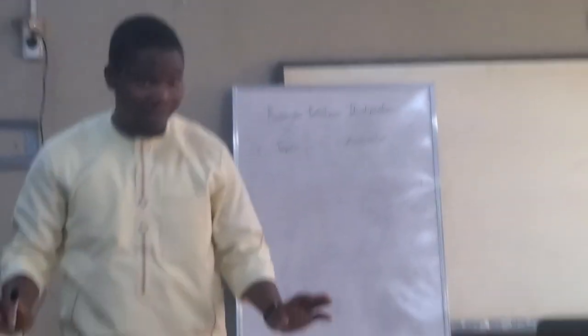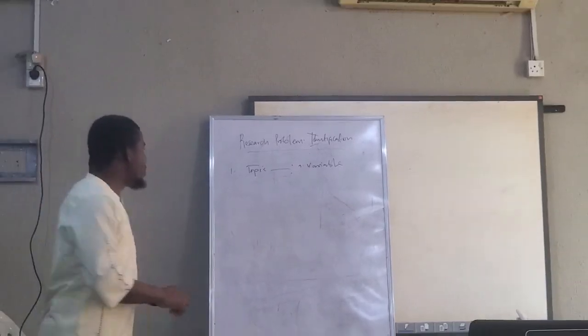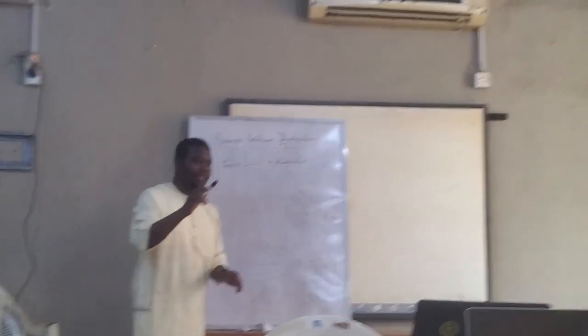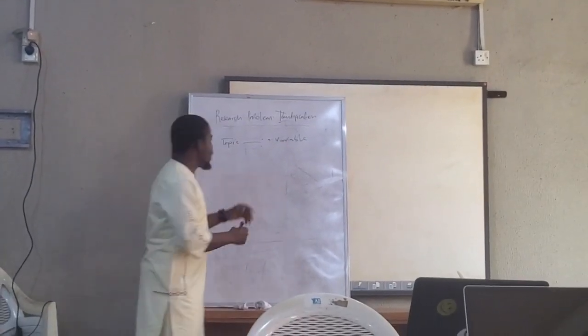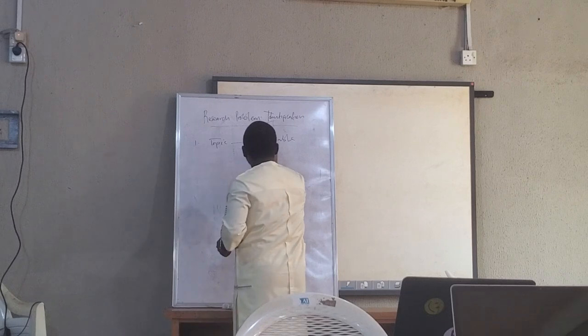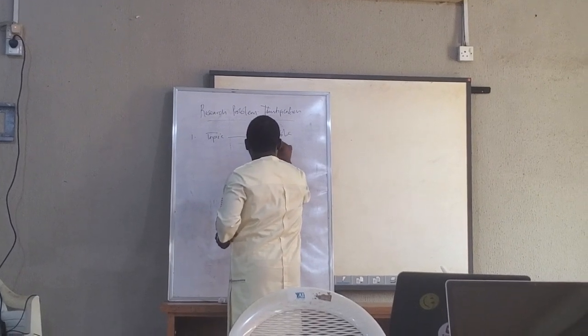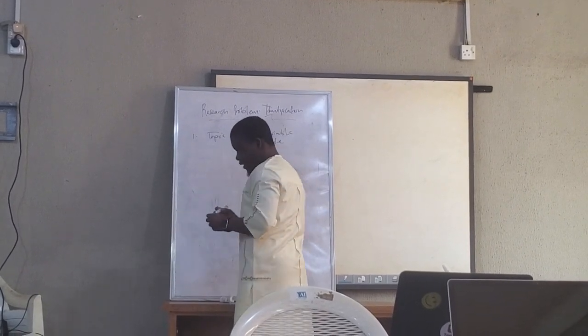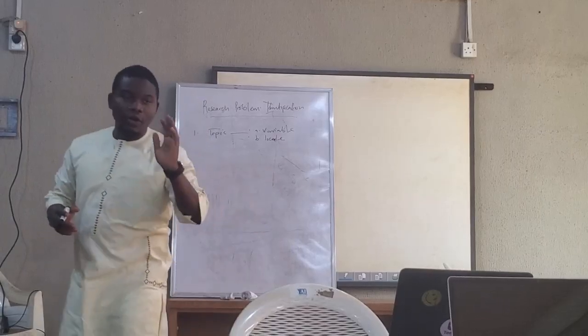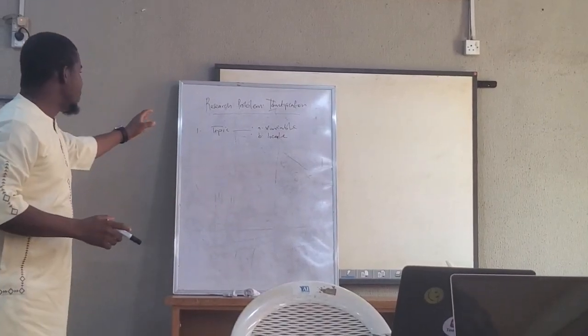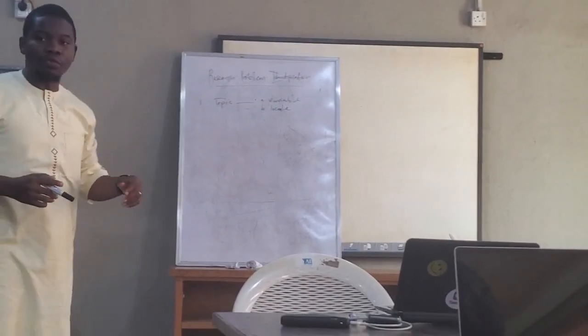Now, do you understand what Alaji is saying, or should I break it down? Let me break it down. When you are looking at a topic, what Alaji said is that you look at variable, and secondly, you look at locale. Let's face locale first before we come back to variable.